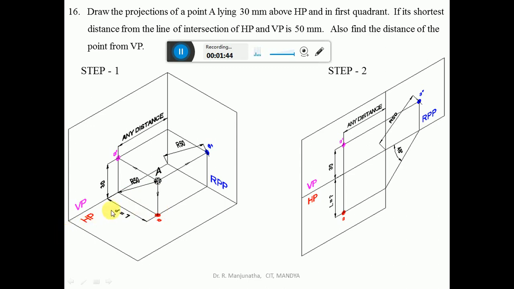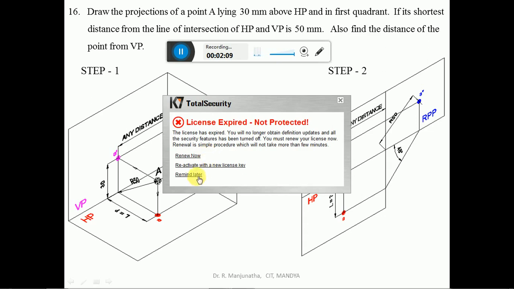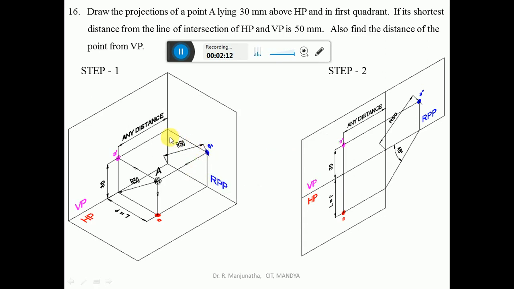When you look from the side view, we can see the shortest distance, which can be projected onto the profile plane, the RPP, wherein we can see this shortest distance. Here he has given this distance as 50 mm, and when you look from the side view, we can see the distance above HP. So naturally we will be able to find out the distance between these two, which can be found in the profile plane.